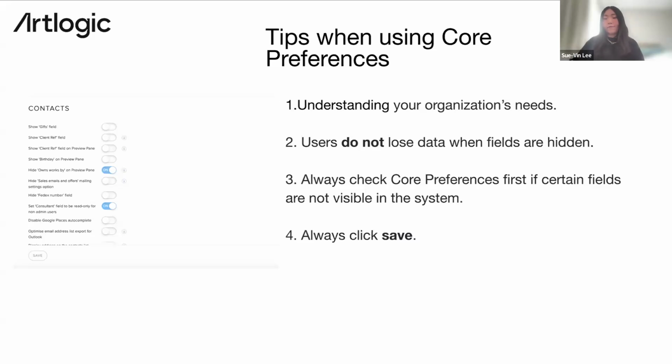So when approaching core preferences in the system, it's very useful to understand your organization's needs and tailor those core preferences to them. It's also important to note that even though when you do hide the fields, users do not lose the data in those fields. And if certain fields are not showing in the front end of the system, please always check that you have enabled them in the core preferences first. And lastly, it sounds very obvious, but please always remember to click save because you want to see those changes reflected in the system. So please do remember that. So these are very simple reminders that will help you save time and enhance your overall ArtLogic management system experience.